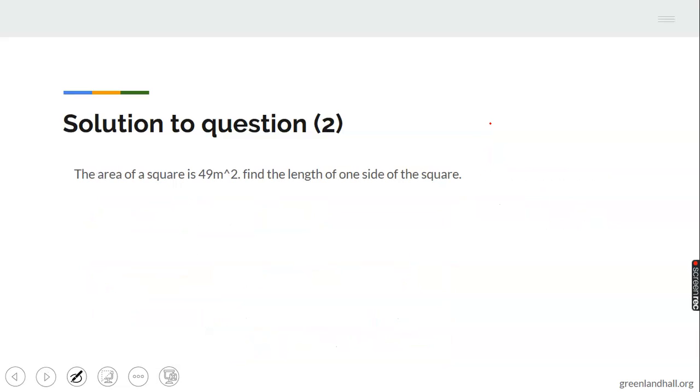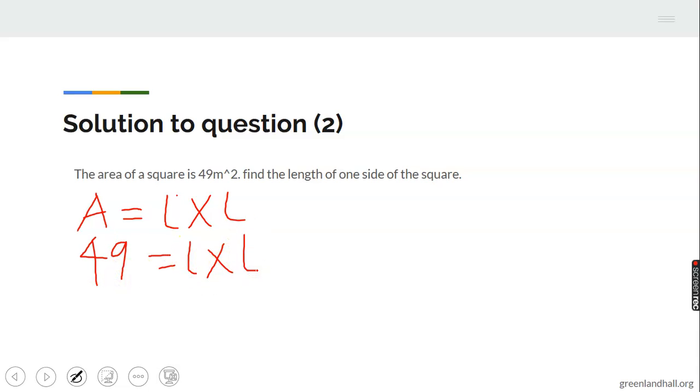Now the next one is the area of a square is 49 meters square. Find the length of one side of the square. Let's start with the area of a square. Area of a square is length times length, which is L square. You have 49 equals L times L. Now what is your L? What is that number that when you multiply together will give you 49? That is 7 meters.